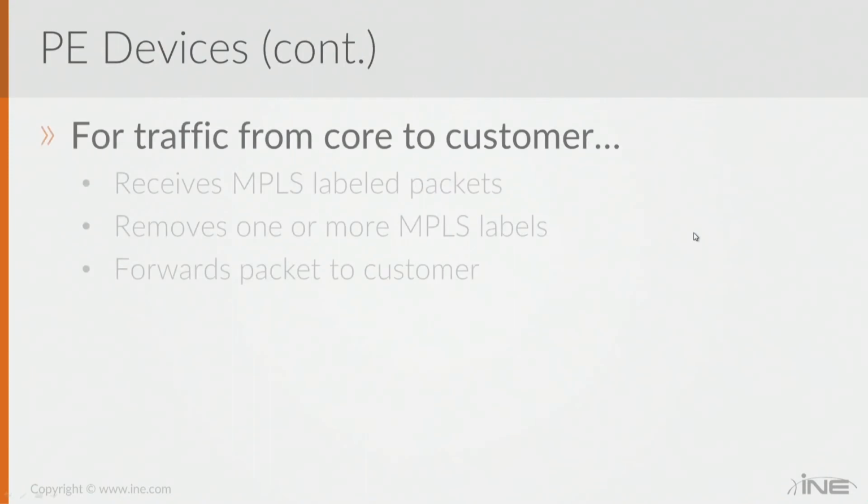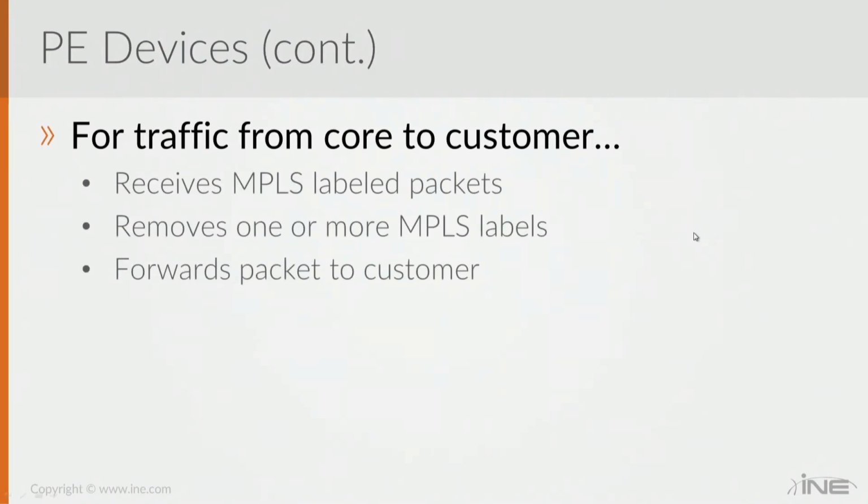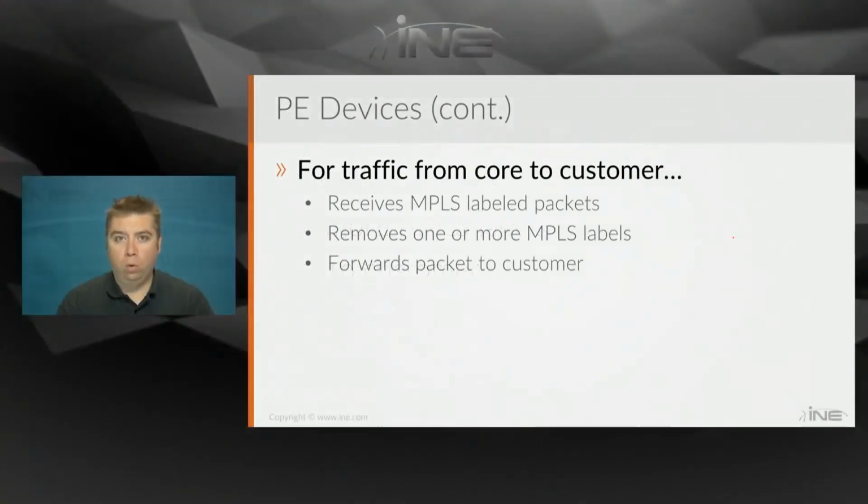Now, in the reverse direction, as we go from the core to the customer, we're going to be receiving packets that are already MPLS labeled. We're going to be removing one or more of these labels, doing an MPLS lookup, doing a lookup on the ingress or the inner payload, and then forwarding the traffic towards the customer.